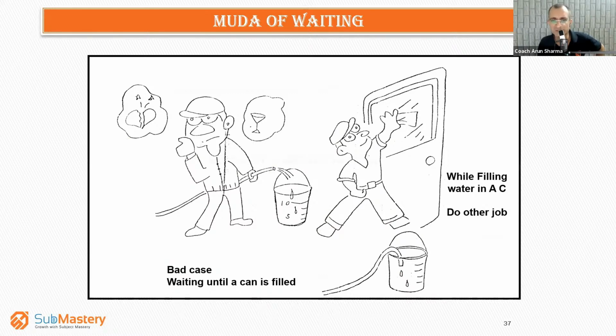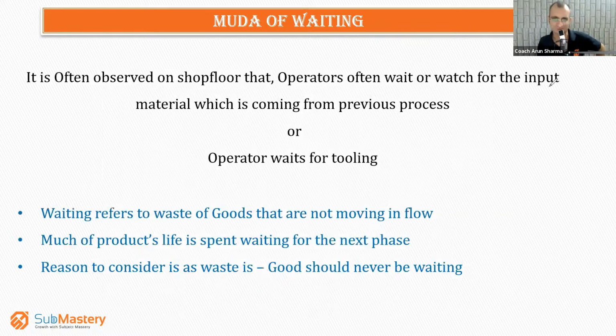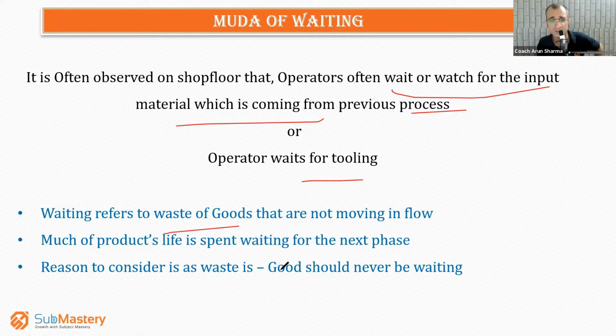It is often observed on the shop floor that the operator waits or watches for the input material which is coming, and there's some processing happening. He's waiting for 2 minutes, 3 minutes while processing is being done. Operator is waiting for the tools. All these are MUDA of waiting, right? Waiting could be waiting of goods. Much of a product's life is spent waiting for the next phase. So the product is waiting for the next operation.